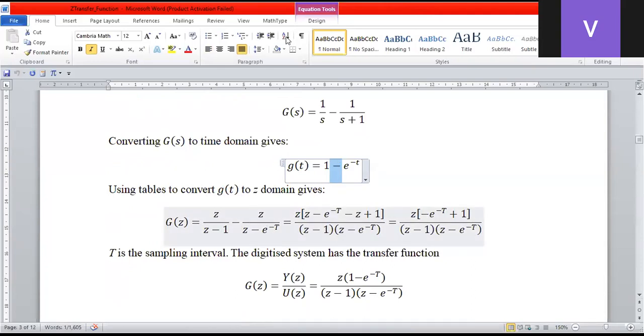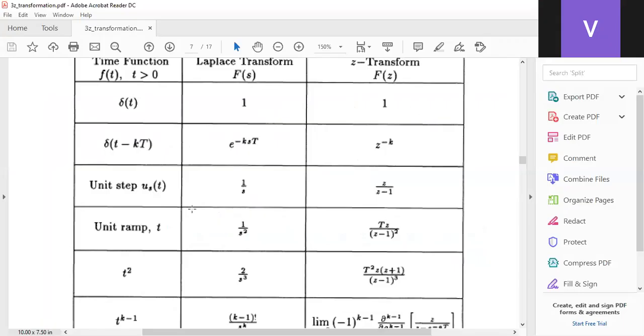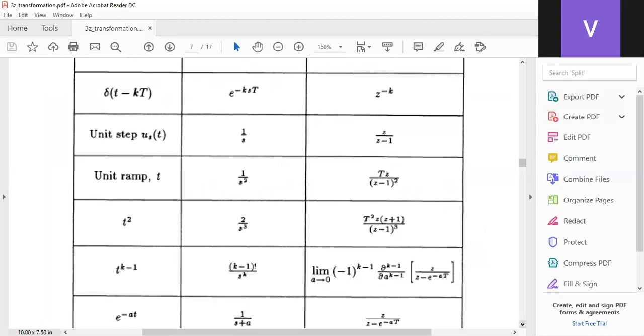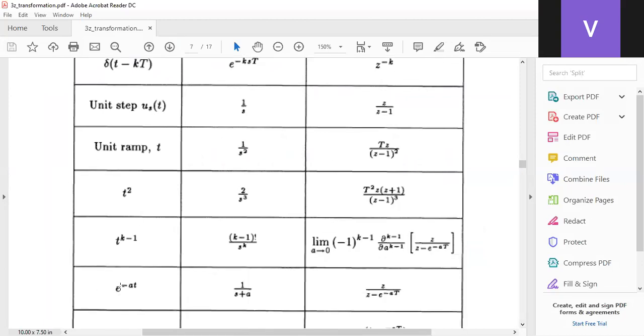So let me go to the Z transform table so that you can understand. So this is the Z transform table. The Z transform of the unit step, which is 1, is given by Z divided by Z minus 1, while the Z transform of exponential minus aT is given by Z divided by Z minus exponential minus aT. So it's from the tables I got it from.